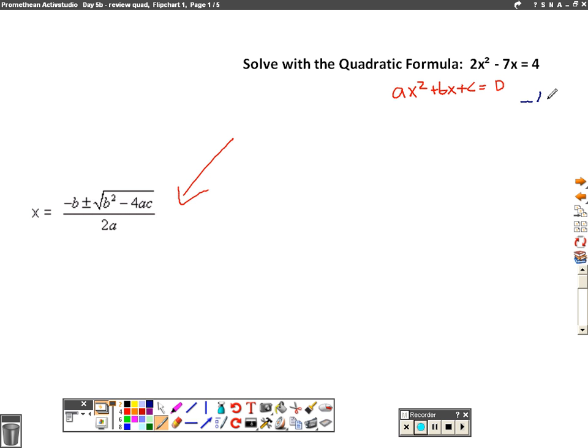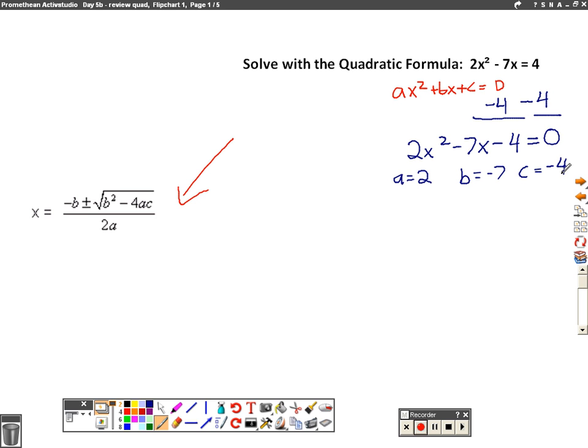So we're going to subtract 4 from both sides. And we want to remember that 7x and 4 are not like terms, so we don't want to put them together. So we're going to write it 2x squared minus 7x minus 4 equals 0. And now we know for our formula, when we plug it in, a will be 2, b will be negative 7, c will be negative 4.